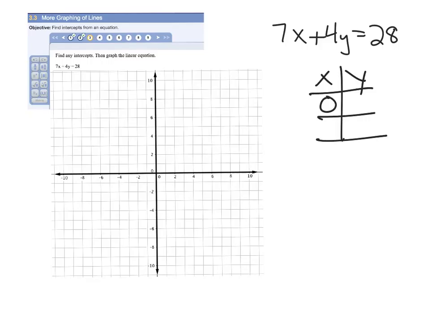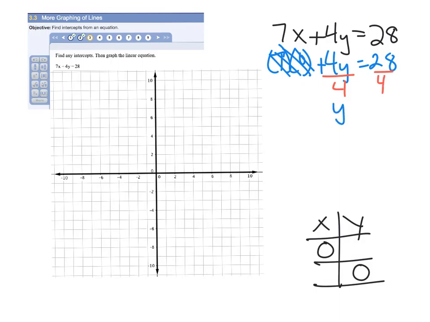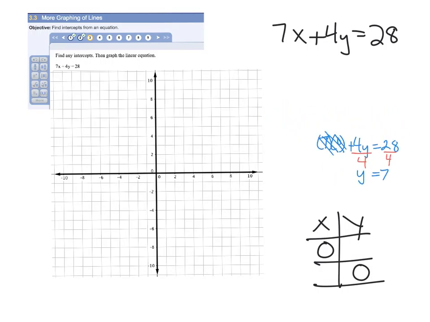And now, of course, we're going to make that xy table. We know that x is going to be 0, and we're going to calculate y. And then y is going to be 0, and we're going to calculate x. So let's start doing the work. I'm going to first put x as 0. So we have 7 times 0 plus 4y equals 28. So that becomes 0 and goes away. Then I'm going to divide both sides by 4, and we end up with y is equal to 7. So when x is 0, y is equal to 7.